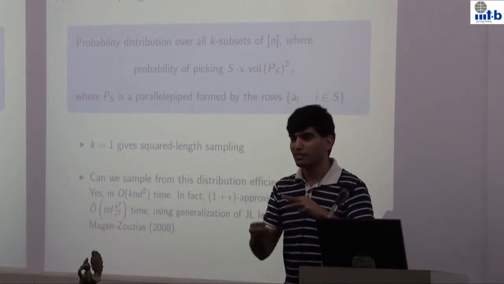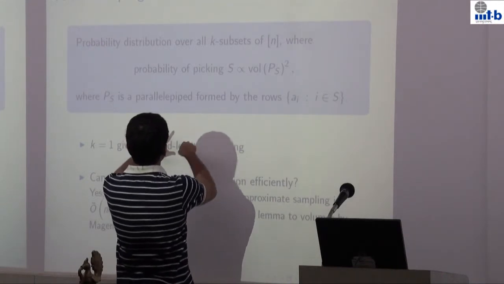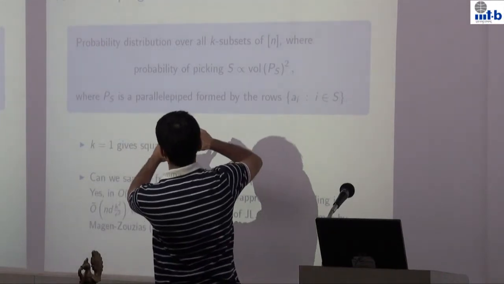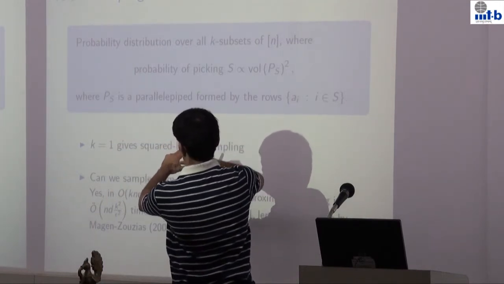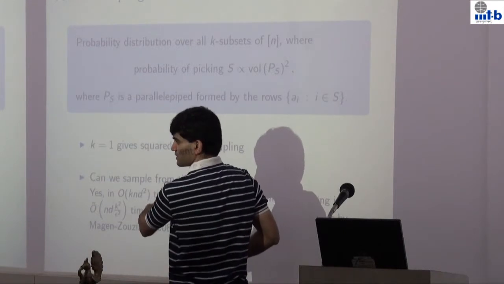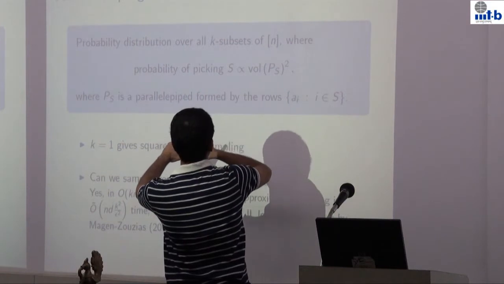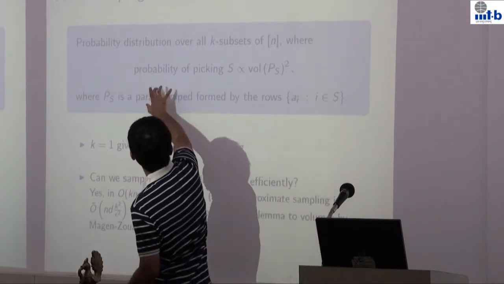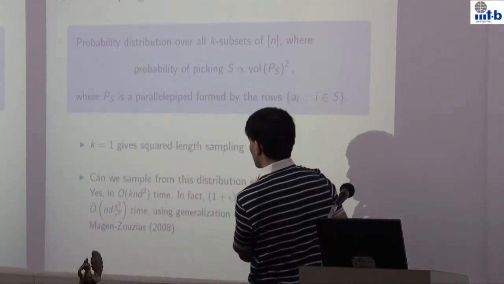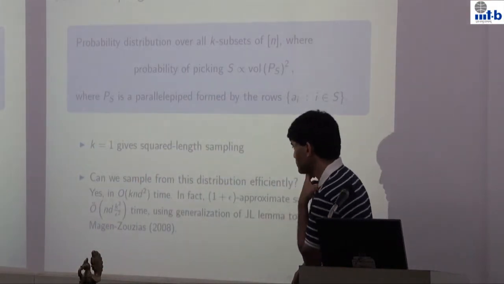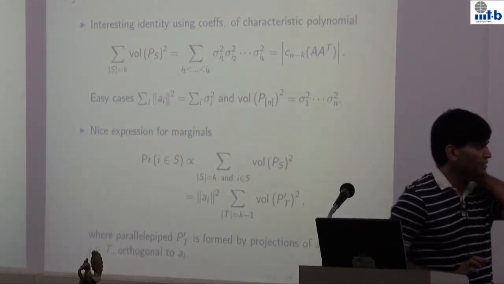Or you could extend this, not just the triangle, you could take the parallelogram. In general, the parallelogram will involve a scaling, but it will be the same scaling for all pairs. It will be twice the area of the triangle. If it is squared, it will be 4 times, and so on. So you could pick a subset with probability proportional to this squared volume of the parallelepiped. It turns out that that corresponds to a very interesting distribution, which is the following.